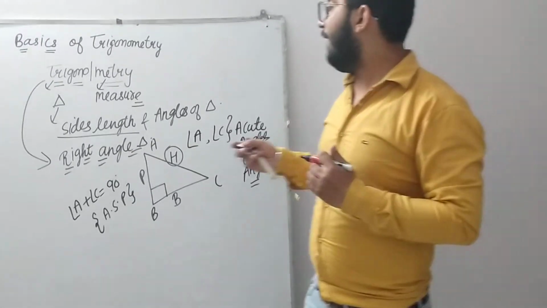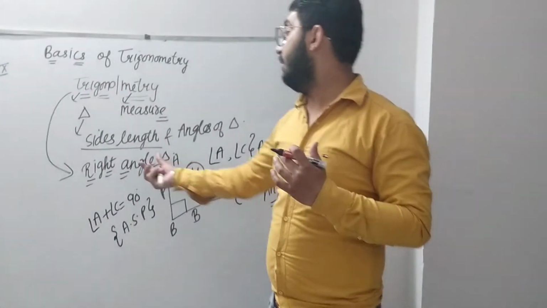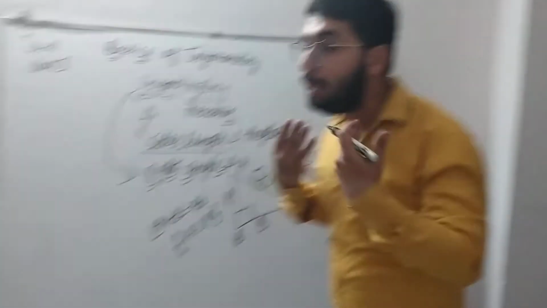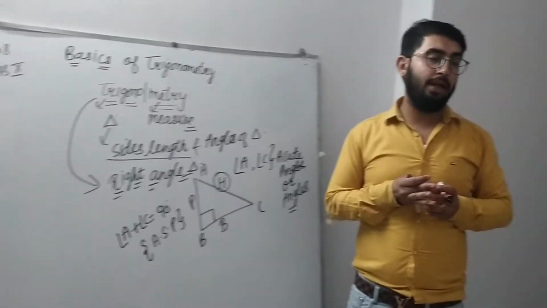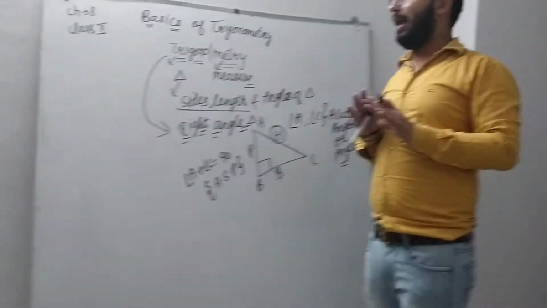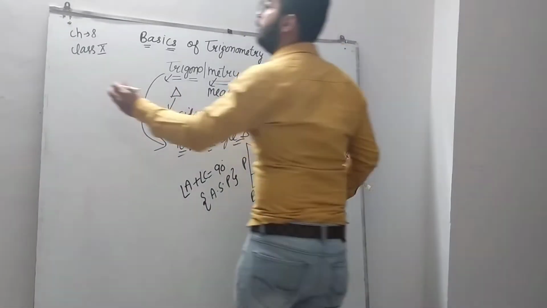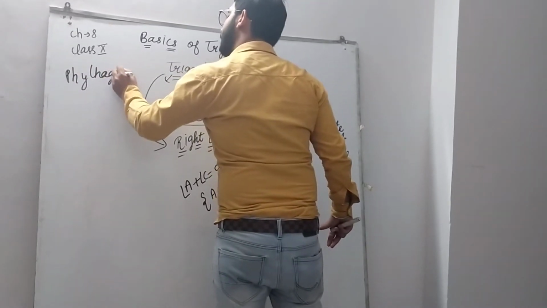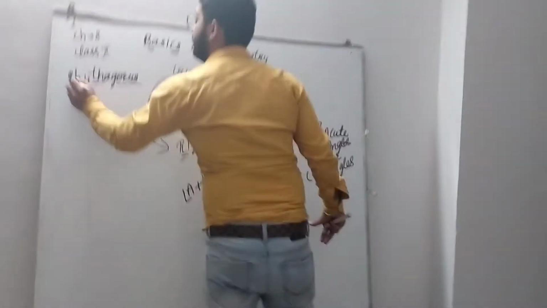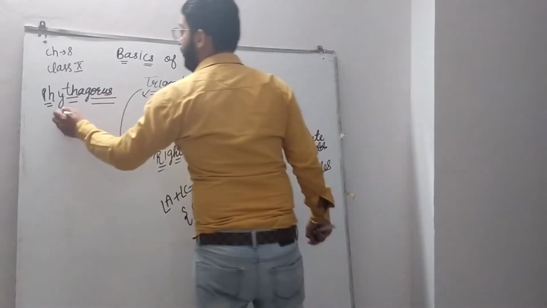Now, in a right angle triangle, we used to learn a theorem. How will you come to know whether a triangle is a right angle triangle or any other triangle? You can know using the Pythagoras theorem. Pythagoras was a Greek scientist who gave this concept.